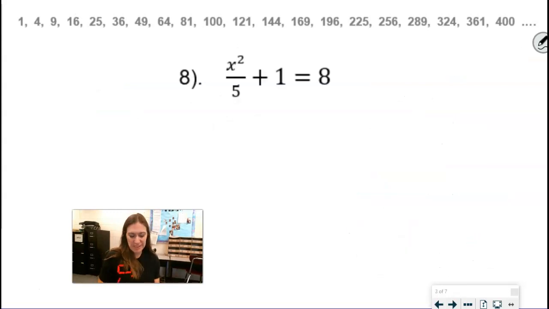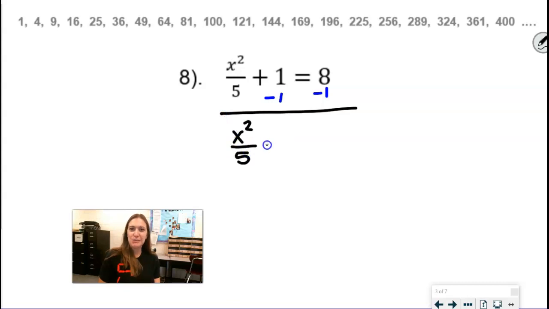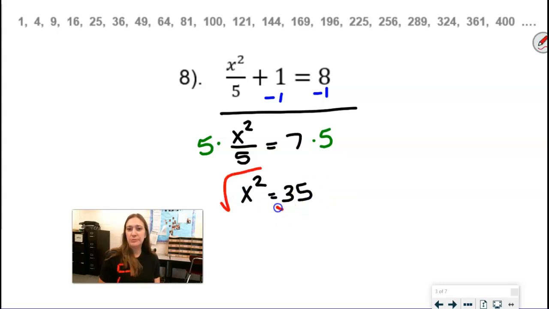All right, number 8, same idea. We got to isolate first. So I'm going to subtract the 1. And then this time, the x squared is being divided by 5. So we're going to multiply both sides by 5. And then that's how we're going to isolate the x squared. So now it's time to square root both sides of the equation.